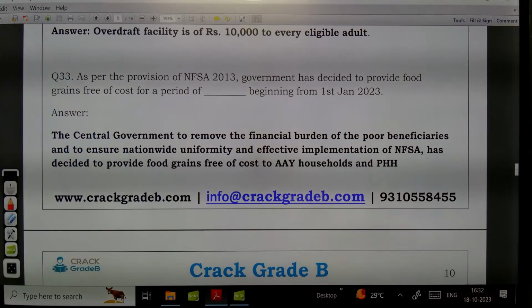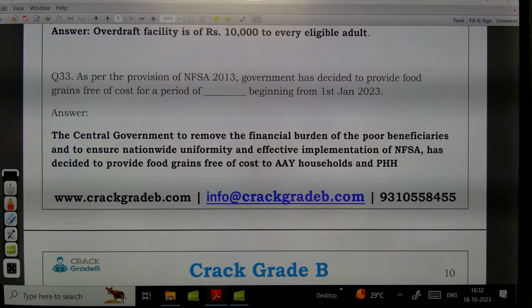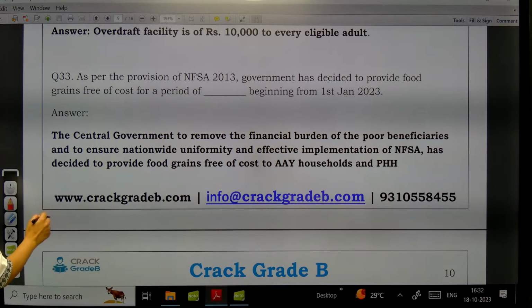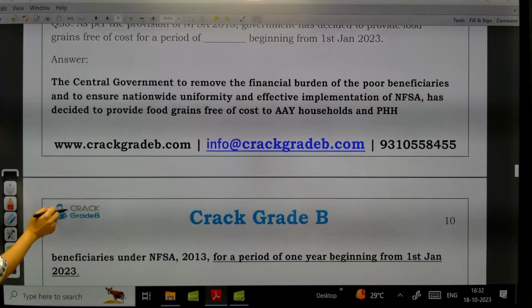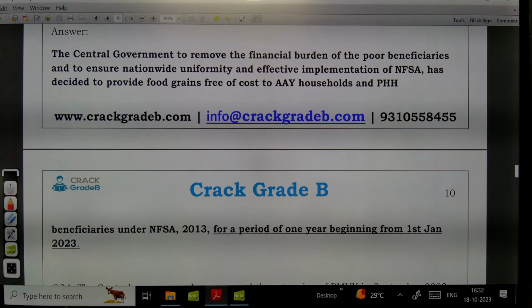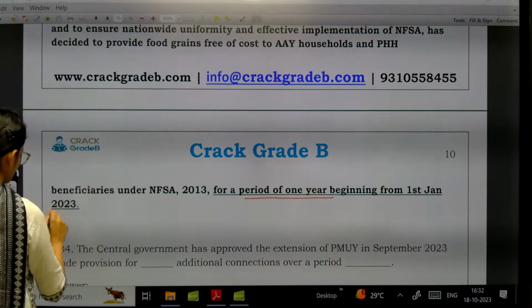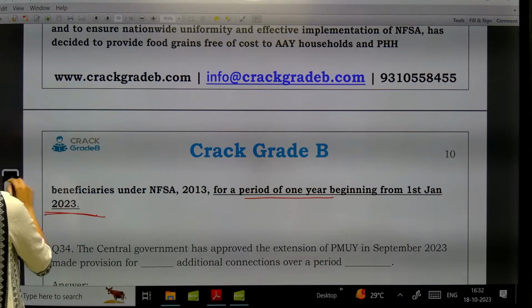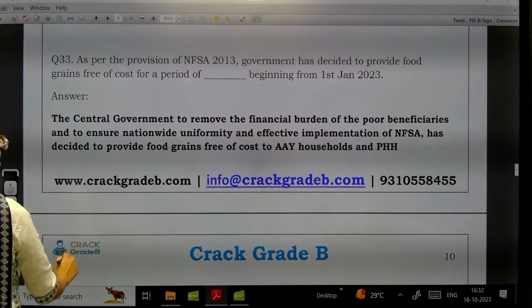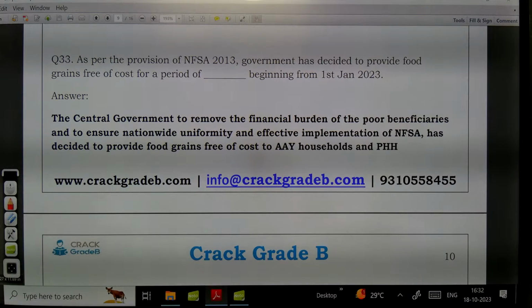As per the provision of NFSA 2013, the government has decided to provide food grains free of cost for a period of dash beginning from 1st January 2023. So the central government removed the financial burden for the poor and ensured uniformity and effective implementation. So for a period of 1 year beginning from 1st January 2023, food grains free of cost will be provided, okay.